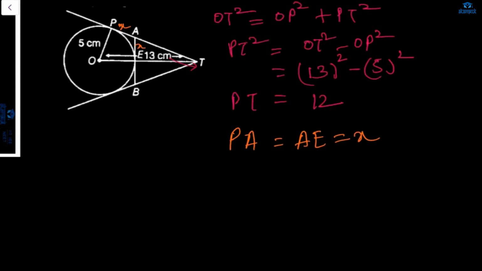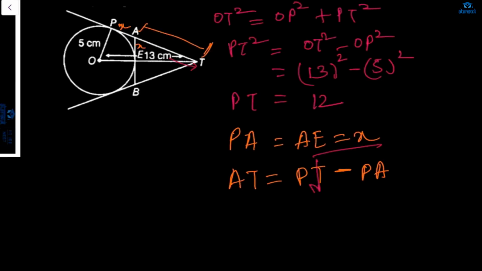Now, AT can be written as PT minus PA. AT will be equal to the complete PT minus PA, which means X. We have got the value of the complete PT as 12. So you can directly write 12 minus X. Now we have got the value of AT.